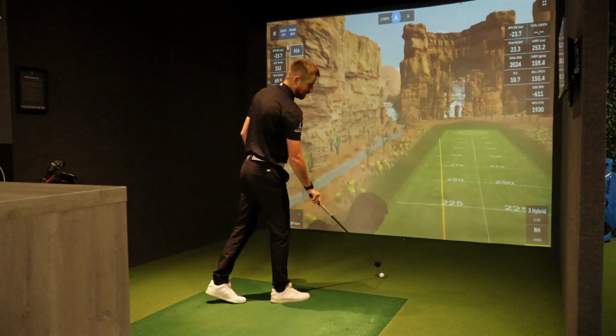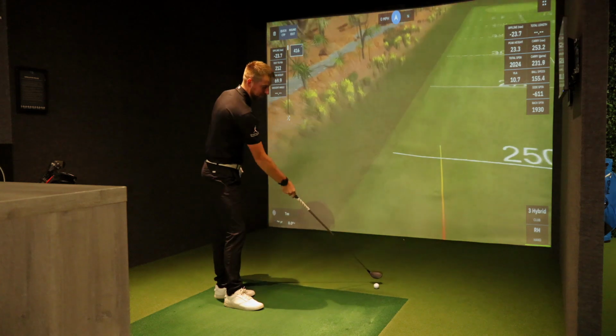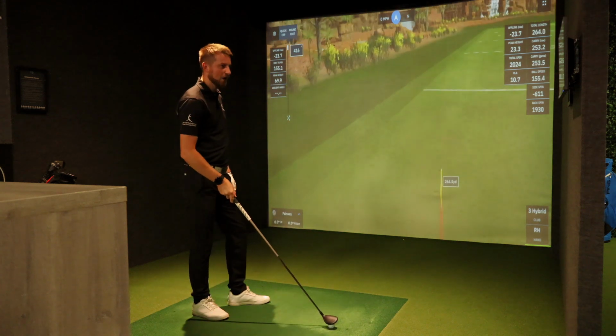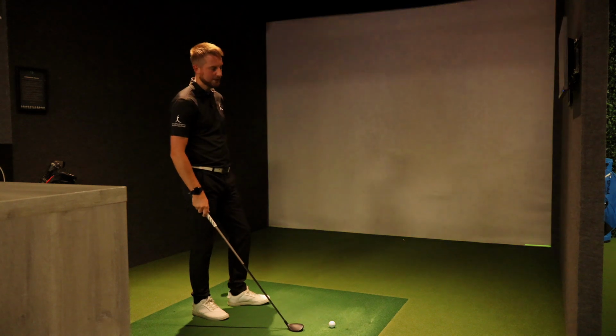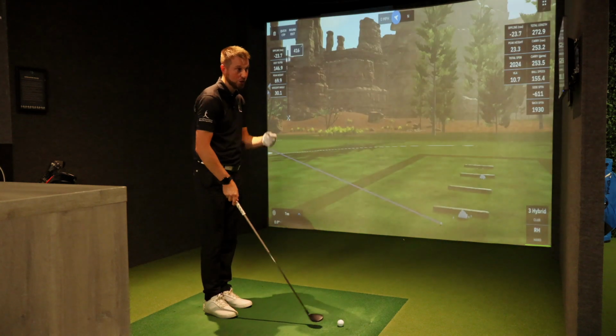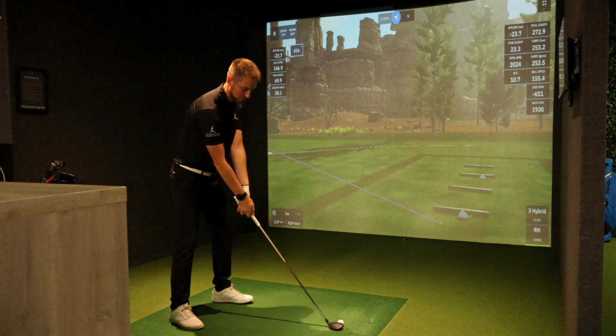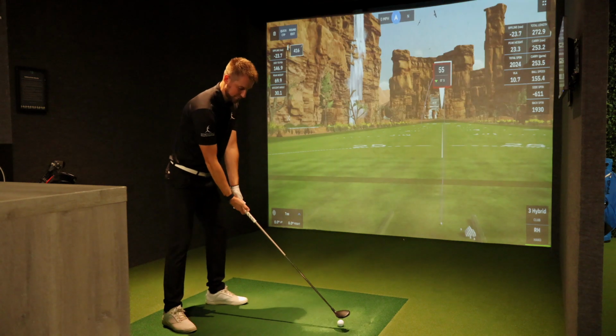I say it's fade bias, but I've hit it off the toe there and hit a low draw. But for me, hitting that off the floor is quite a hard club. So yeah, ball speed's matching straight away the perfect 3-iron that I hit. So we know we've got more. Let's try that again, see if we can hit the middle.